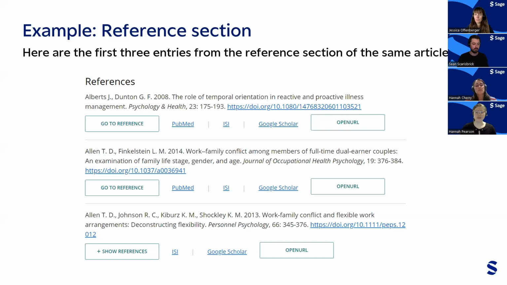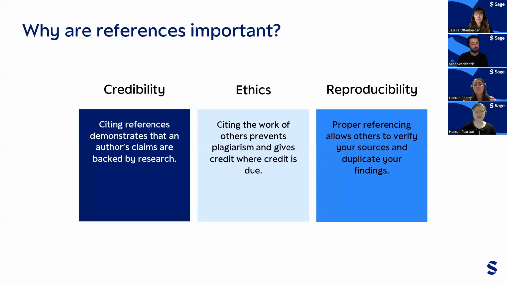That's because readers should be able to consult your reference section and find the exact references that you used in your paper. But why are references important? References are a crucial part of any academic publication. First, references build an author's credibility.